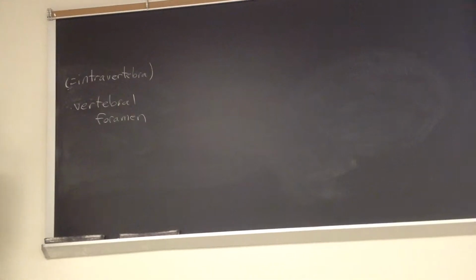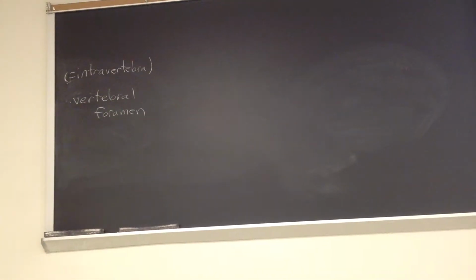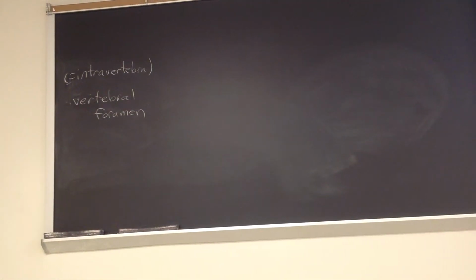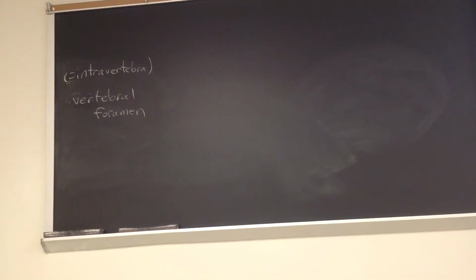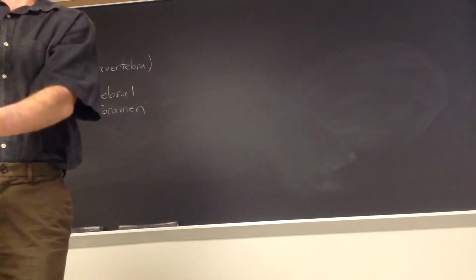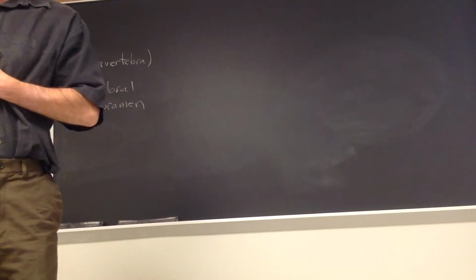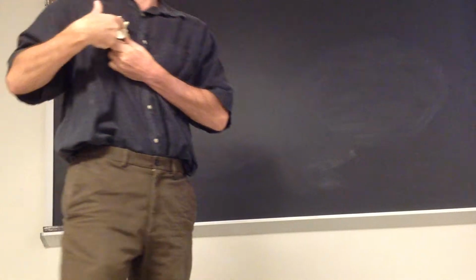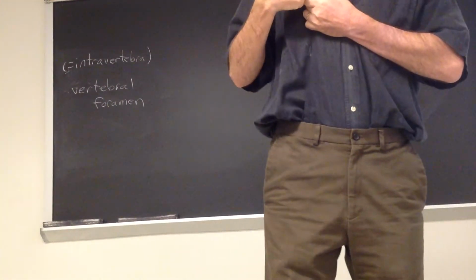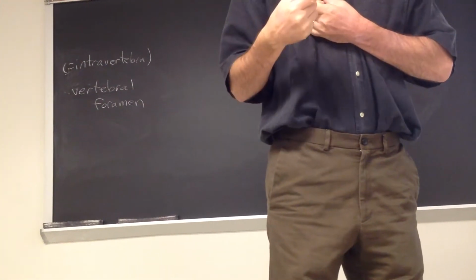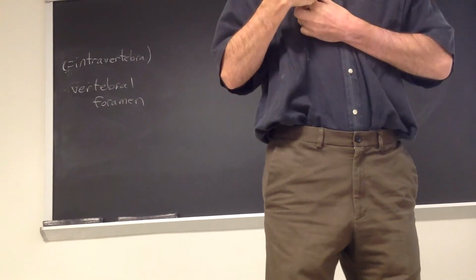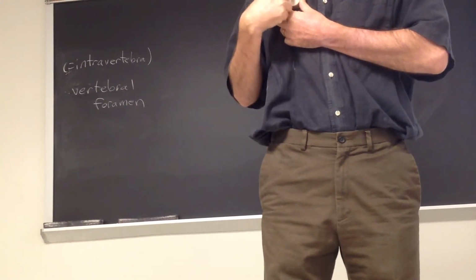So it could be called vertebral foramen, vertebral canal, neural canal, intravertebral foramen, lots of different names for the same thing. That is the big opening. You can see the big opening in a vertebra. Maybe you can see it up against my dark shirt a little bit easier. That's that large opening. What goes through that opening? That's the spinal cord. So what goes through here is a part of the nervous system called the spinal cord.